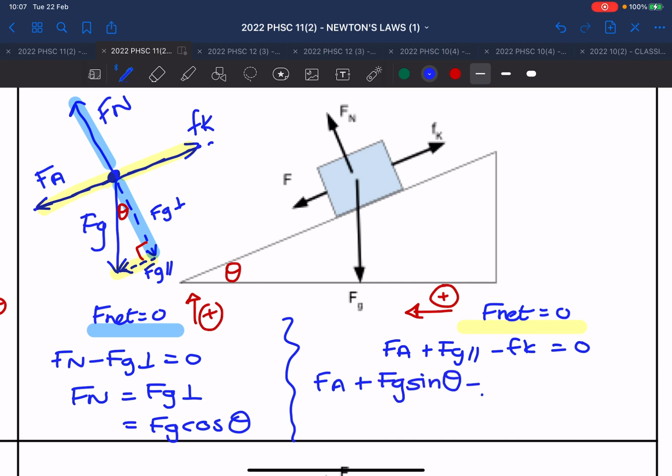And Fk we can, it's Uk times Fn. Then you can take some of it to the right hand side, left hand side. I'm not going to do all of that now. Mosi, what does the Uk stand for? Starts with a K. Well, it sounds like a K. Friction. Coefficient of friction.